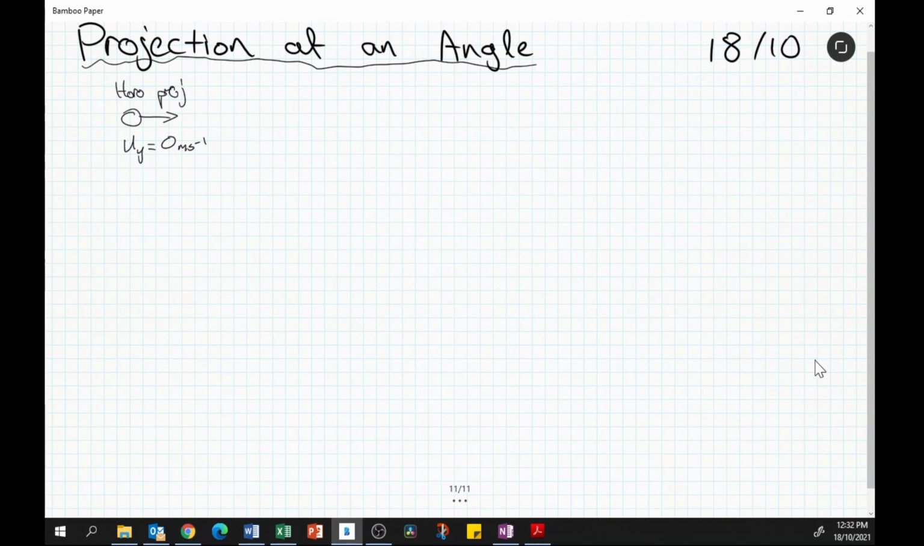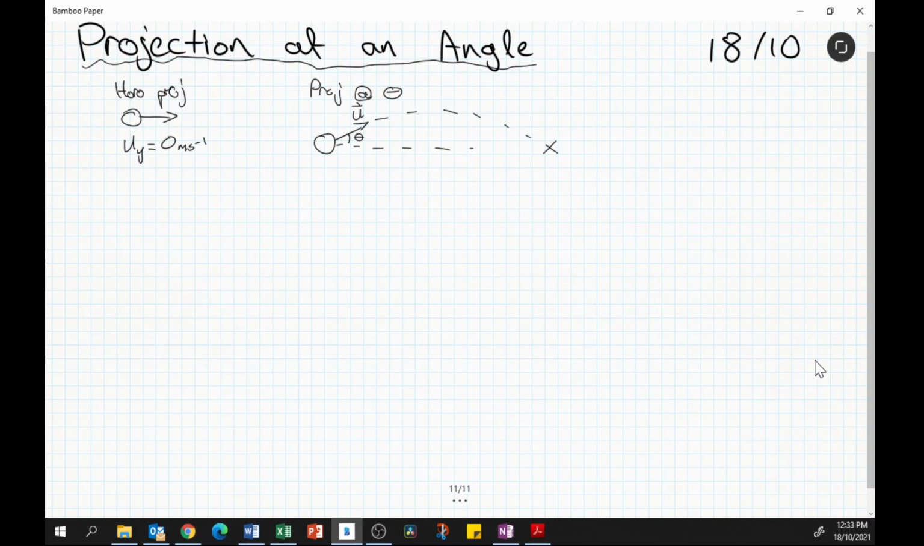That all changes when we do projection at an angle, proj at theta. This is the case we're describing. We have some initial velocity, and that initial velocity has some angle. So we go like this, before we strike the ground.